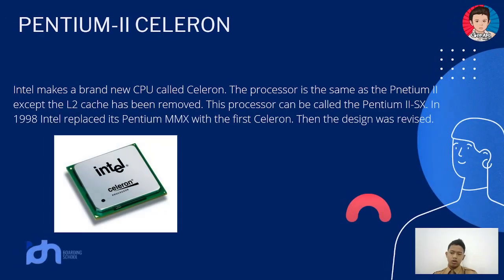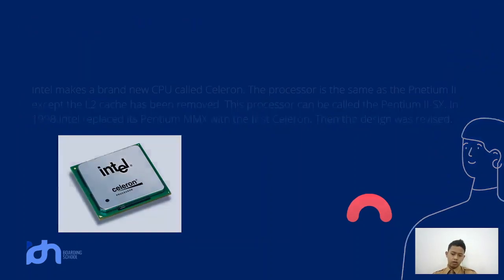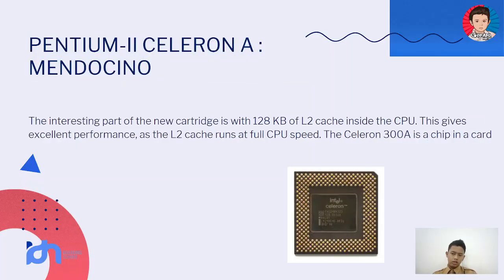Next, Pentium 2 Celeron. Intel makes a brand new CPU called Celeron. The processor is the same as the Pentium 2, except the L2 cache has been removed. This processor can be called the Pentium 2 S8. In 1998, Intel replaced its Pentium MMX with the first Celeron. Then the design was revisited.